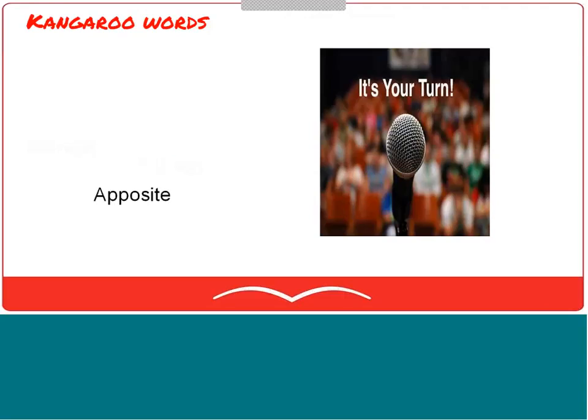Apposite. What does apposite mean? Matching? Not really. Appropriate or apt. Good, Rahul. That is a great answer. So apposite is a synonym for appropriate or apt.